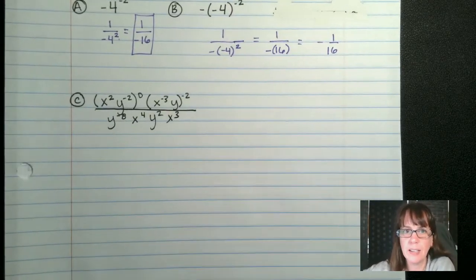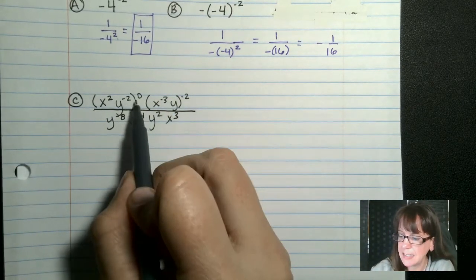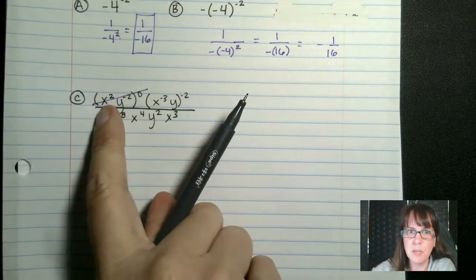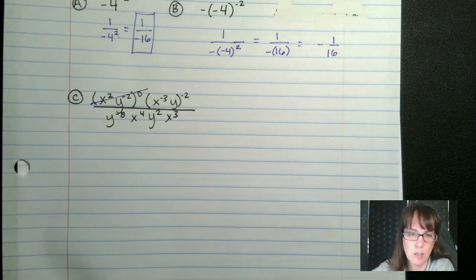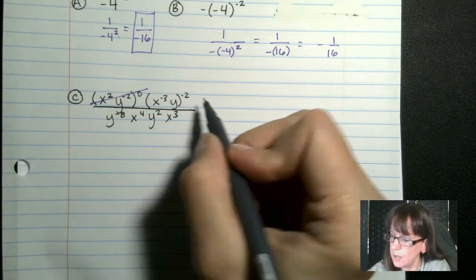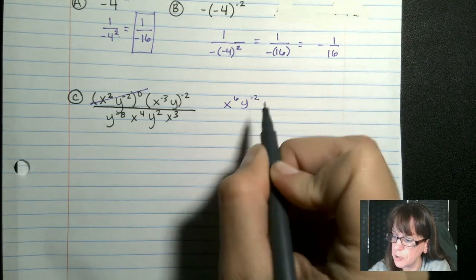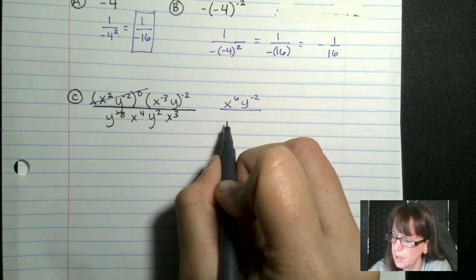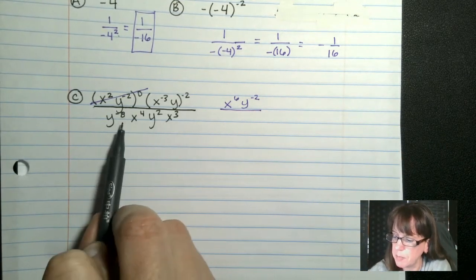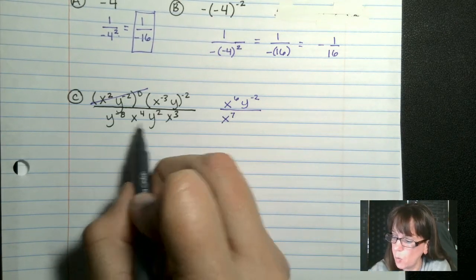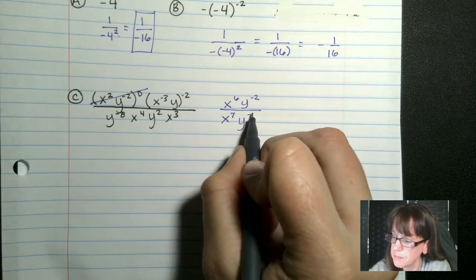Okay, for this guy. Now, this one I like because anything to the 0 power is 1, so we're just going to get rid of that. Because if we distribute it out, it's just going to be 2 times 0, 0, right? So just get rid of it. Now let's do some distribution upstairs. We get x to the 6th, y to the negative 2, over, and downstairs let's do some combining. We've got x7 and y to the negative 6.